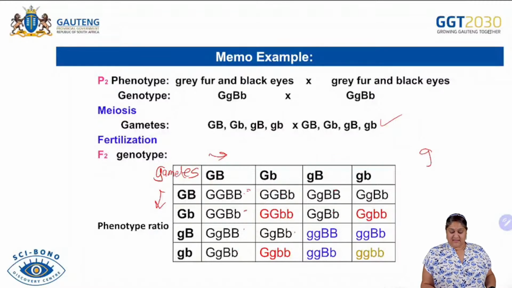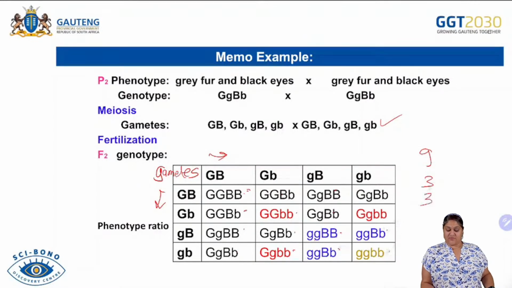And then we've got the next color. Let's see, this one is gray with red eyes. 1, 2, 3. Then the next one is going to be white with black eyes. 1, 2, 3. And then the last one is going to be white with red eyes, which is 1. So we have to work out what is the ratio.